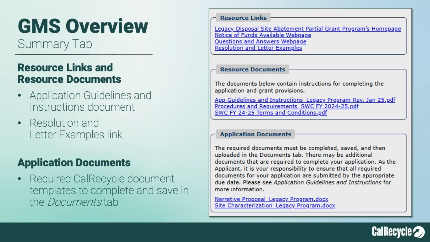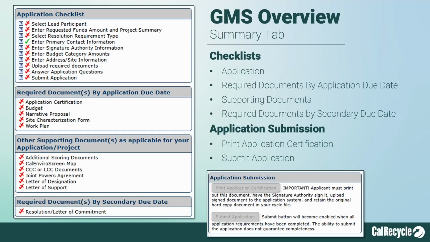The application document section is another important area to pay attention to. This is where you will find the required document templates to download, fill out, and submit. Each document will have its own set of instructions, both in the document itself as well as in the application guidelines and instructions. On the right-hand side of the Summary tab are some checklists. At the top, you will see the application checklist that will help you determine what you have completed in GMS and what is still pending.